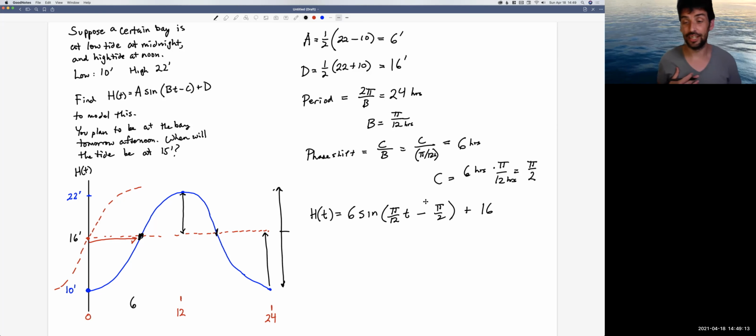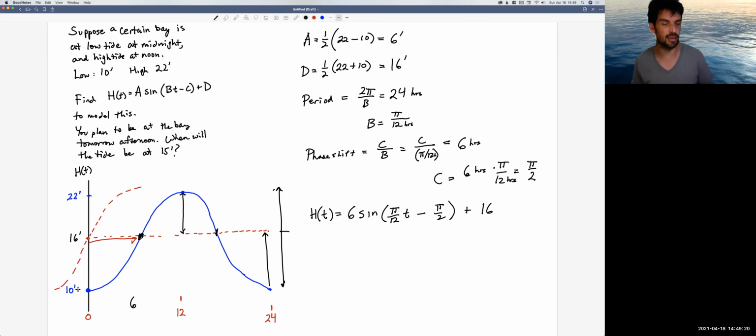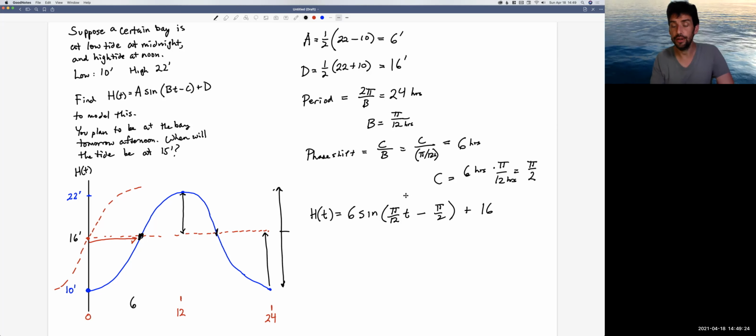Which is -1 times 6 is -6 plus 16 is 10. And so at 0, we end up where we want. So you can plug in a couple of values to check this, but I'm going to leave that for you.